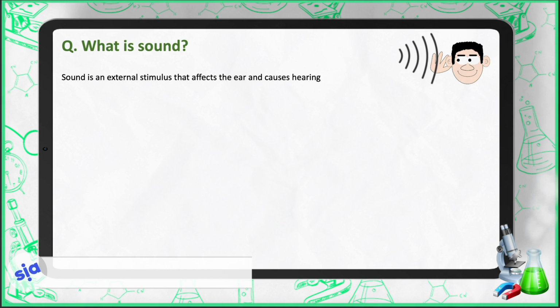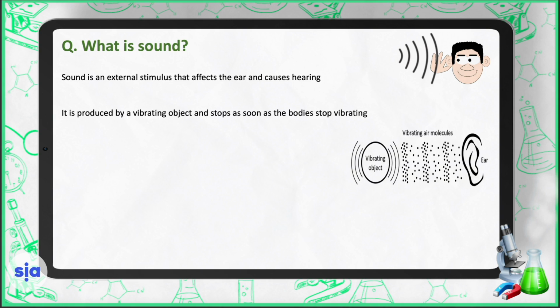Today we are going to discuss properties of sound waves. What is sound? Sound is an external stimulus that affects the ear and causes hearing. It is produced by a vibrating object and stops as soon as the bodies stop vibrating.